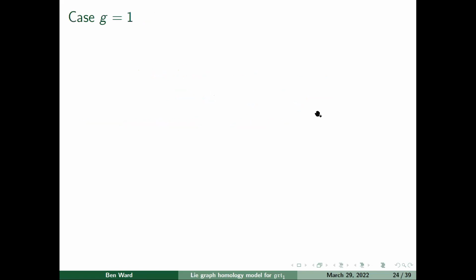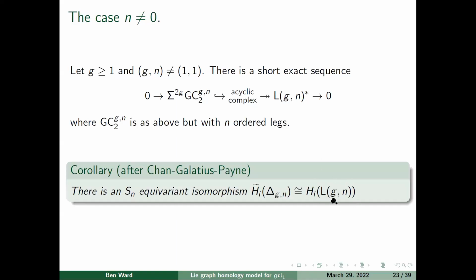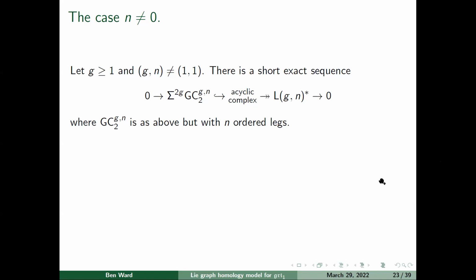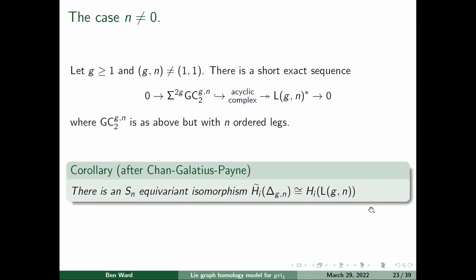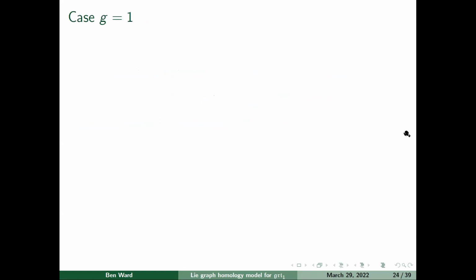Okay, so can we say anything about how the features of the Lie graph homology are reflected in this computation or in this isomorphism? I really have to look at the case of low genus to be able to say anything concrete. So let's say genus 1.